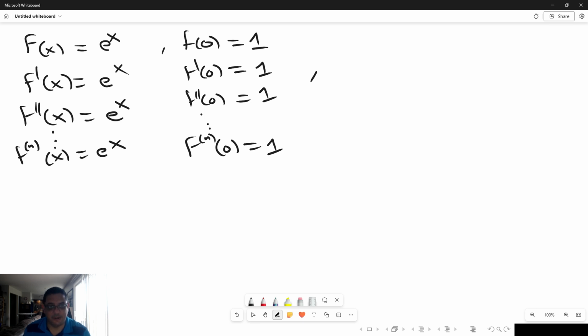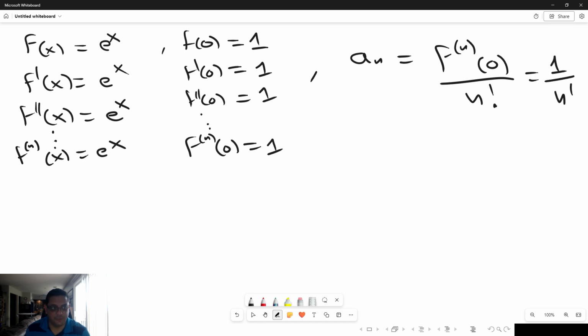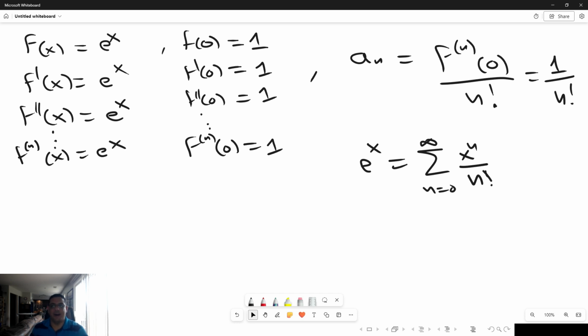And so if I'm trying to get the sequence an equals the n-th derivative at 0 over n factorial, then this is going to be simply 1 over n factorial. And I'm done. It's a very simple example. The power series representation here is e to the x equals the series from n equals 0 to infinity of x to the n over n factorial. And that's it. This is the power series representation that we get by doing this derivative.